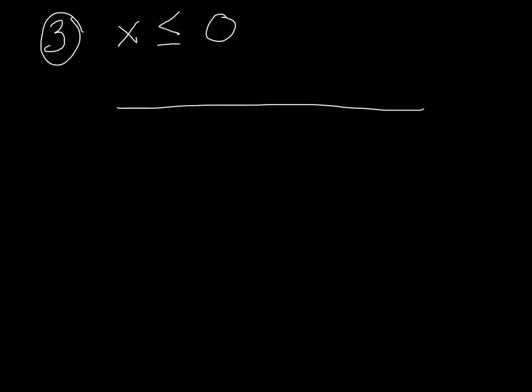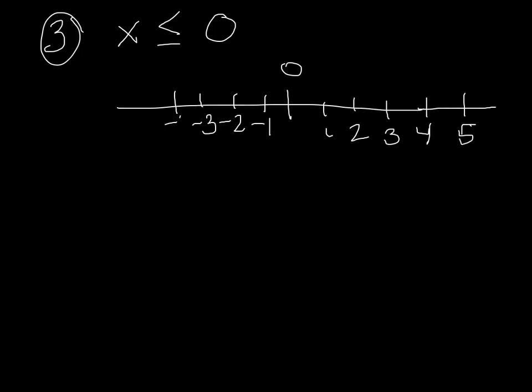All right, number 3. X is less than or equal to 0. So if I draw my number line, 0, 1, 2, 3, 4, 5, make it a little bit longer here. And -1, -2, -3, -4, -5. Okay, so again I'm on 0, and x is less than or equal to.